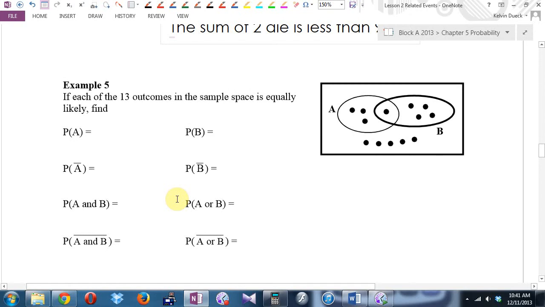Venn diagram. Example 5. If each of the 13 outcomes in the sample space is equally likely, find the probability of A. How many outcomes? 13. What's going to be in the bottom of each fraction? This is why I said, Rosanna, in the last lesson, if you can count it, you can solve it. So the probability of A is going to be out of 13. Why 4 and not 3? There's the circle. How many events are inside circle A? 4.